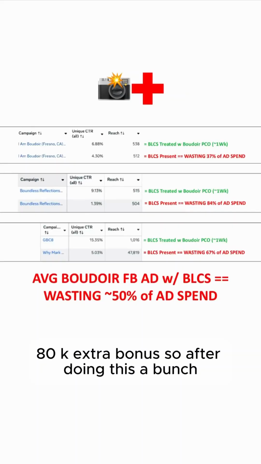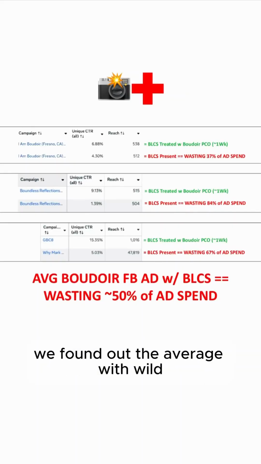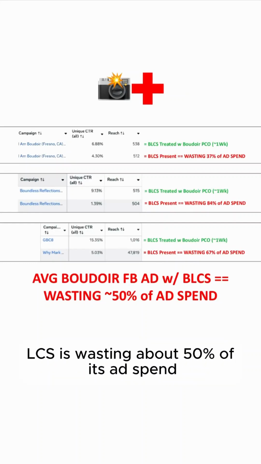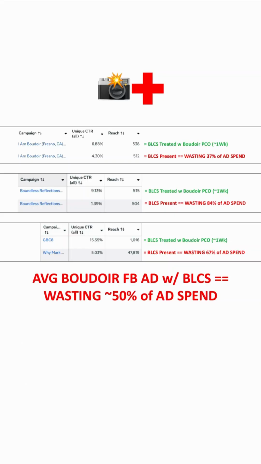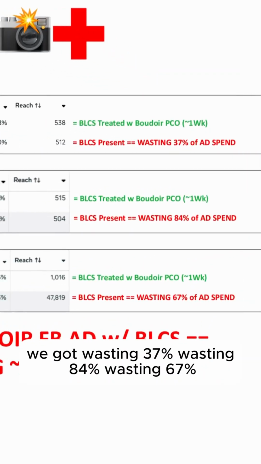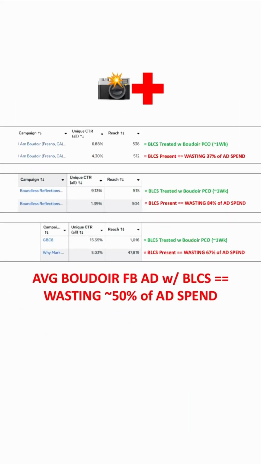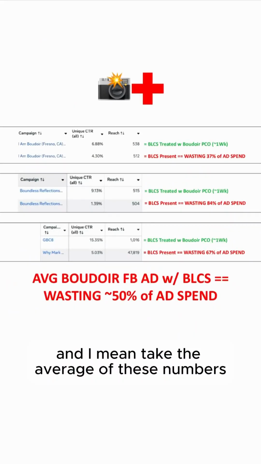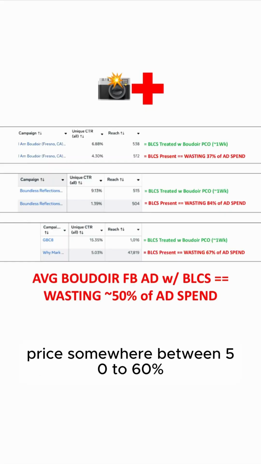So after doing this a bunch, we found out the average Boudoir Facebook ad with BLCS is wasting about 50% of its ad spend. And as a result, look at these numbers right here. We got wasting 37%, wasting 84%, wasting 67%. Take the average of these numbers, probably somewhere between 50 to 60%.